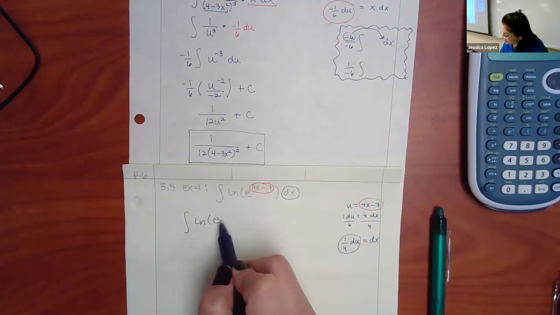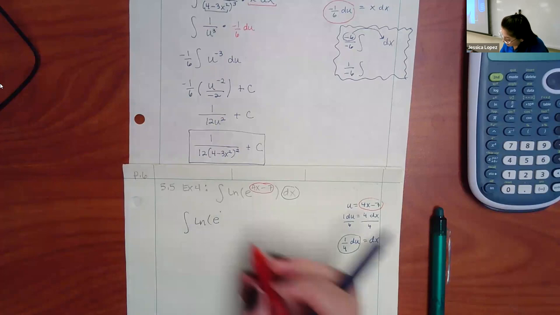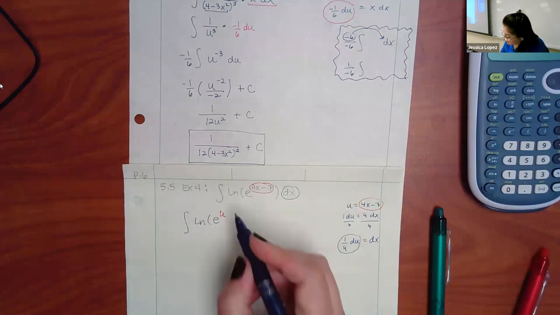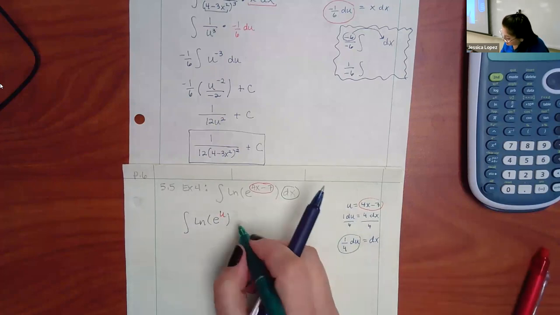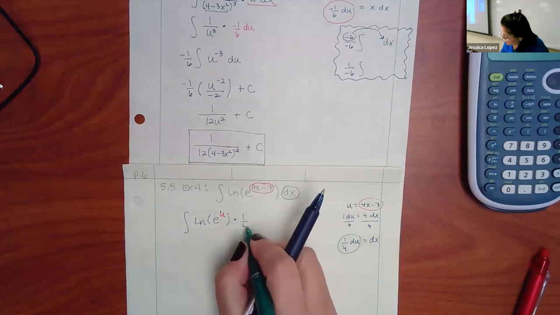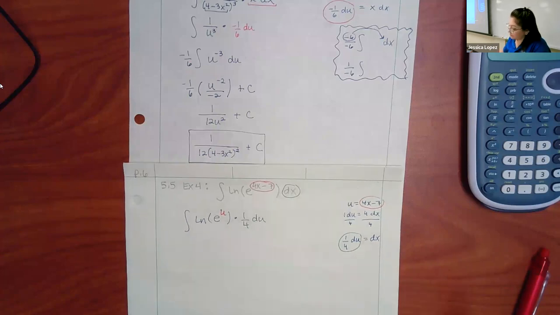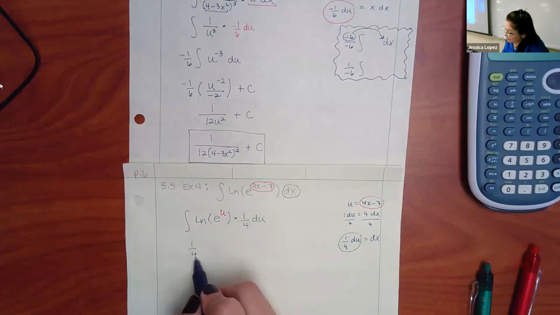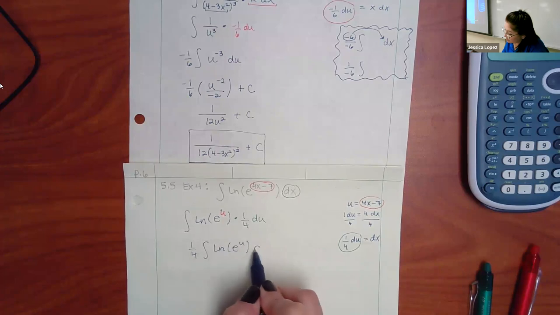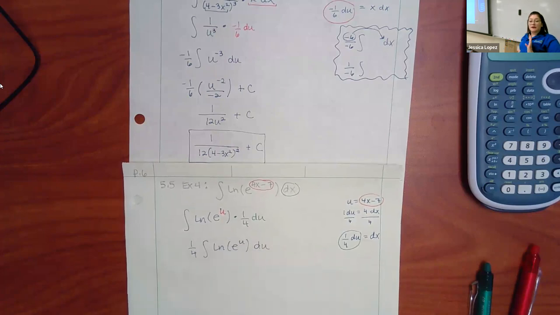So we have e to the u, right? And then dx is 1/4 du. Now I can kick out my 1/4, just a constant multiplier, right? But anybody recognize anything else? What would I do from here?